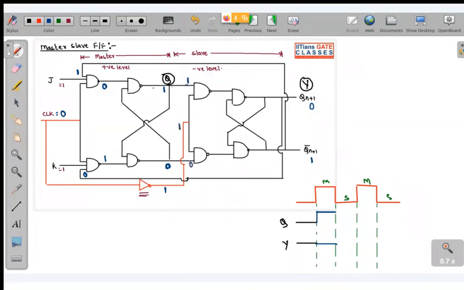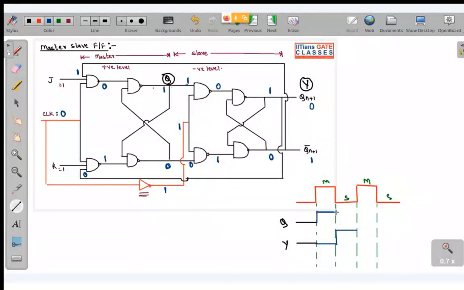This is 1 and this is 0. If this is 0, this will become 1 and this will be 1 into 1. So this will become 0. So now immediately if this becomes 0, so what will happen over here? We will be getting 1 and here we will be getting 0. So y is making a transition from 0 to 1 in this particular time. But what about master or Q?